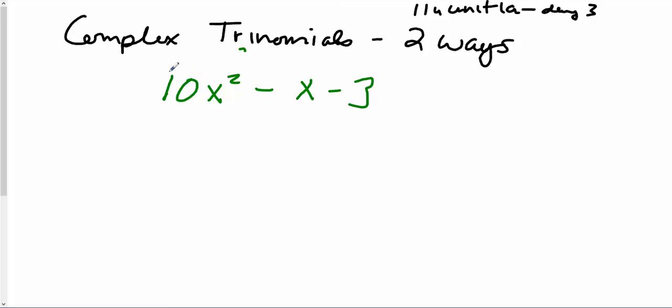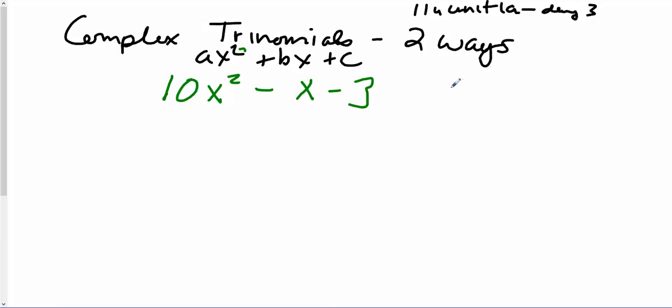Complex trinomials, this is still ax squared. Trinomials are usually ax squared plus bx plus c. Yesterday they were simple in that all of our a's were 1, so we had things like x squared plus this and x squared minus that. Now we start off with something that isn't 1, so here we have a 10, for example. Same sort of format. There's two different ways we're going to do this today, but same sort of format as yesterday, kind of.